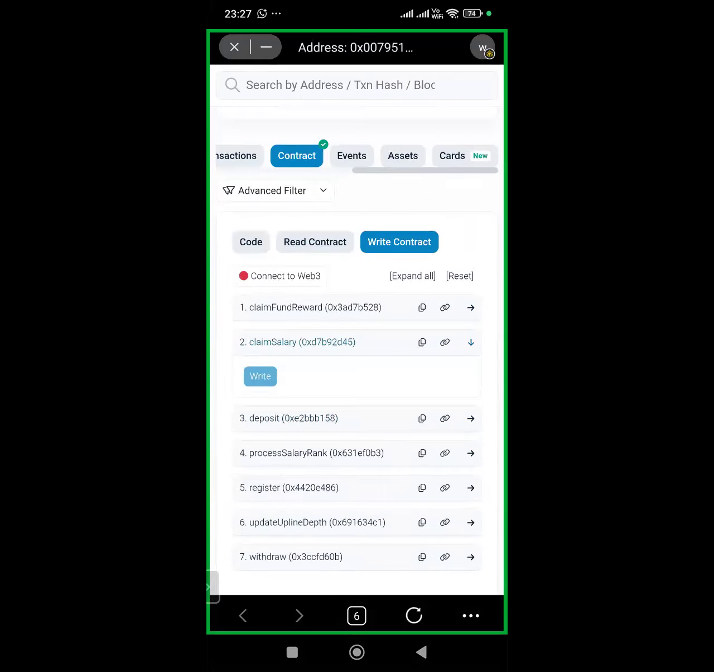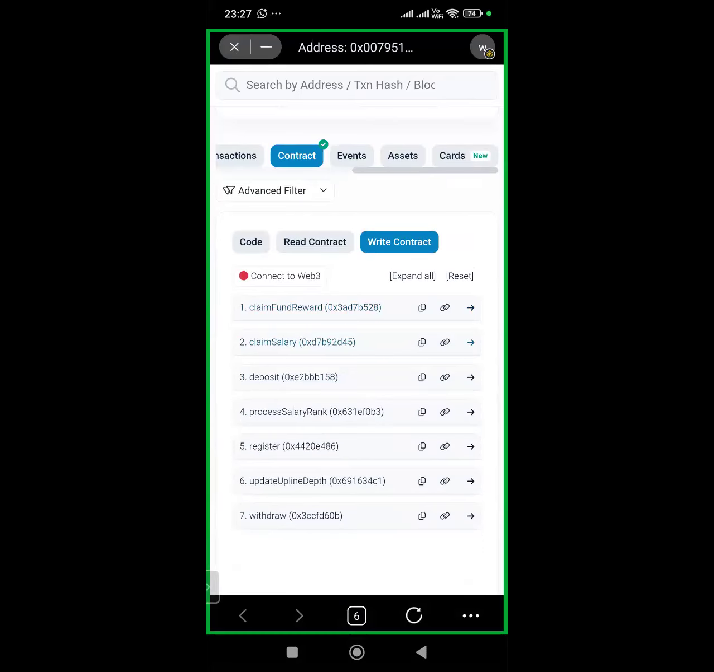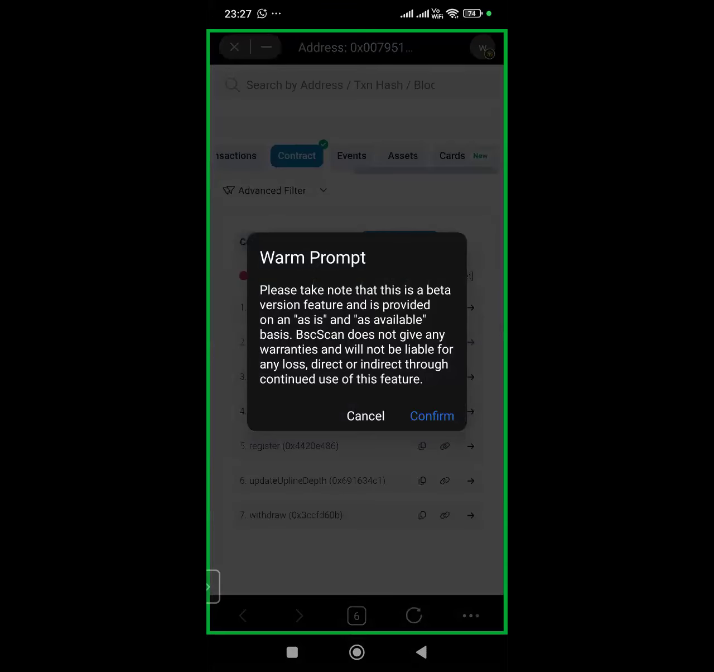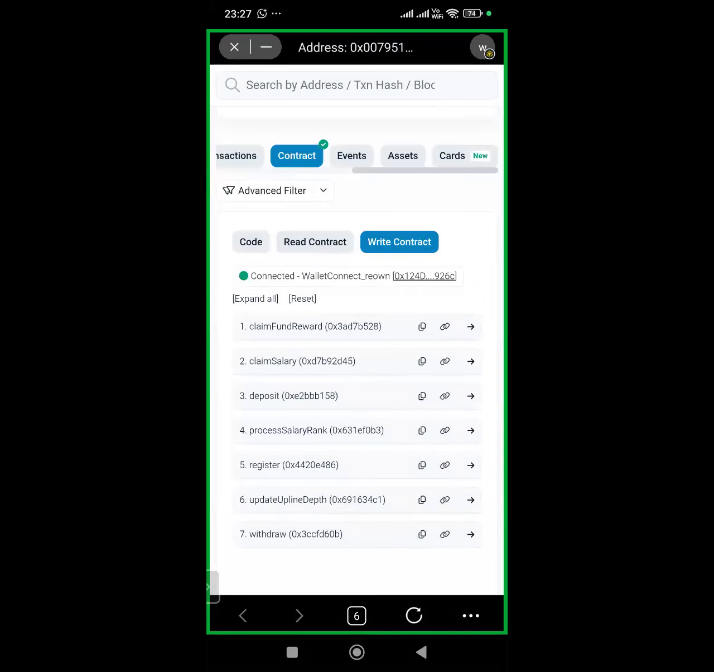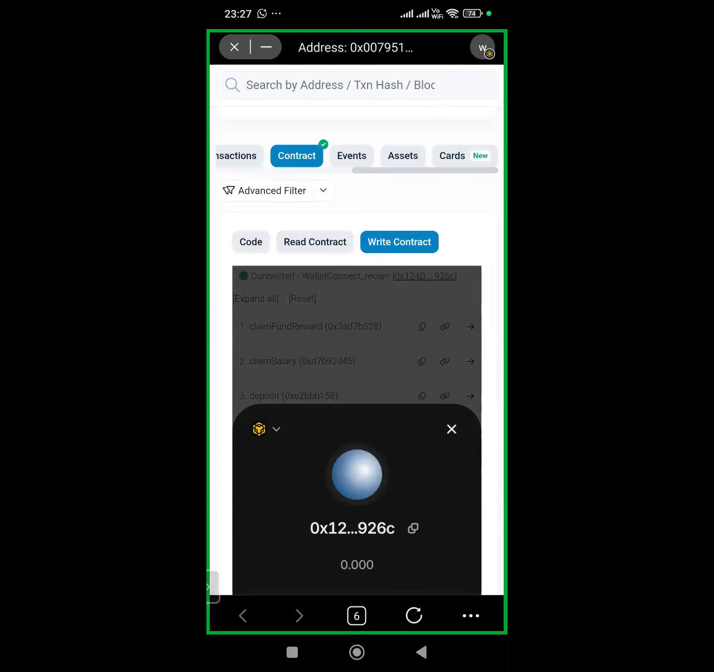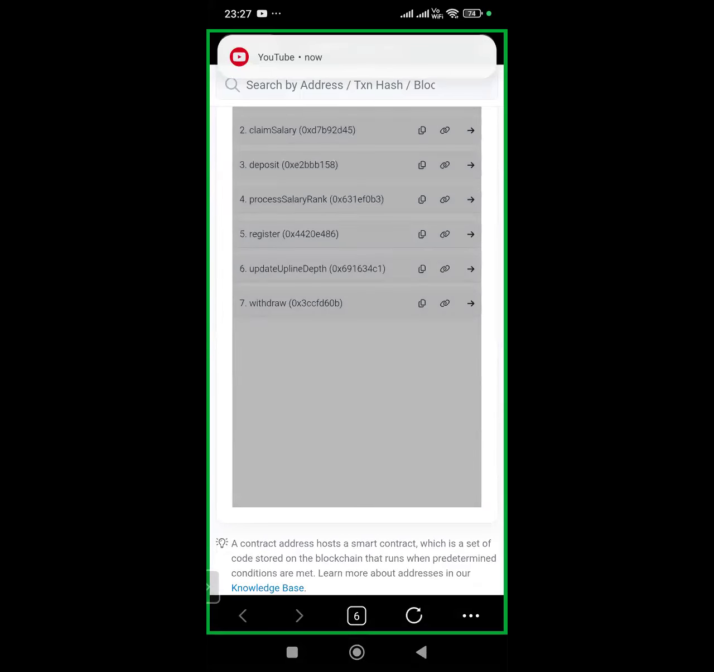You can claim your salary and you can claim your fund reward. So all the functions are written here. You can perform your functions by using the blockchain. How can you do this? First of all, you have to connect your wallet. So I am going to connect the wallet which I am using. You can see here my wallet is connected.